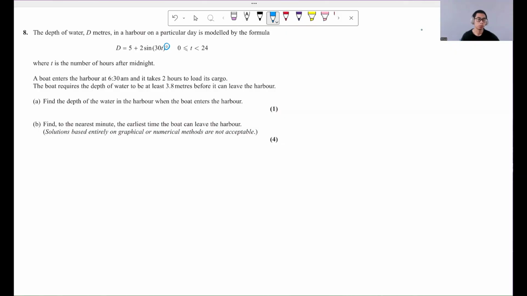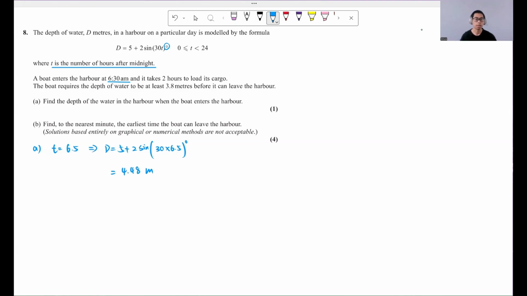Okay. Because t is the number of hours after midnight, if the boat enters the harbor at 6:30 a.m., that means t has to be equal to 6.5. So substitute 6.5 in, d equals 5 plus 2 times sine 30 times 6.5 degrees, and then put it in the calculator. So 5 plus 2 times sine 30 times 6.5, that will be 4.48 meters.